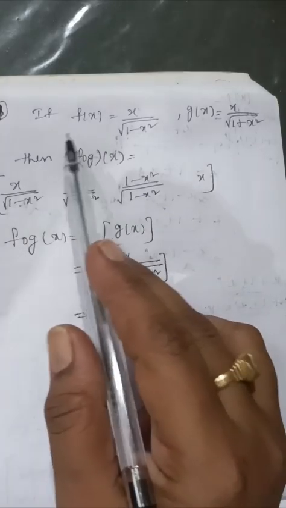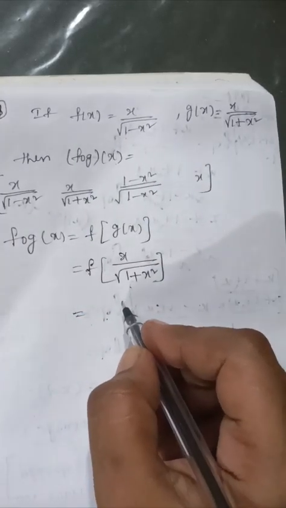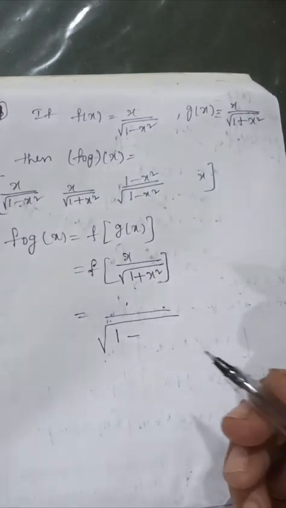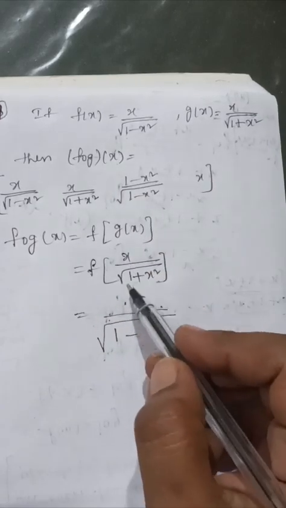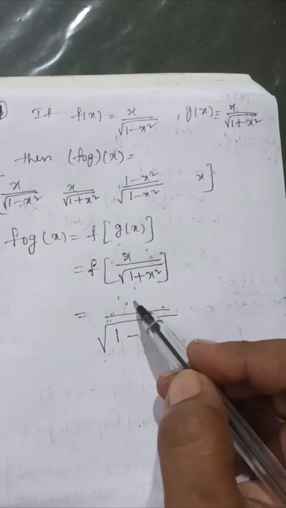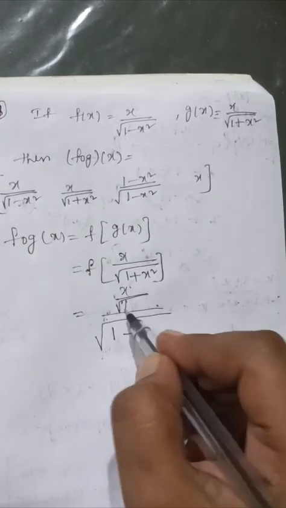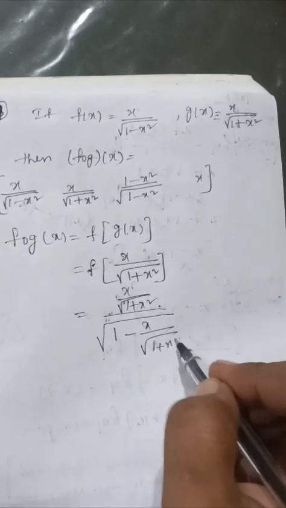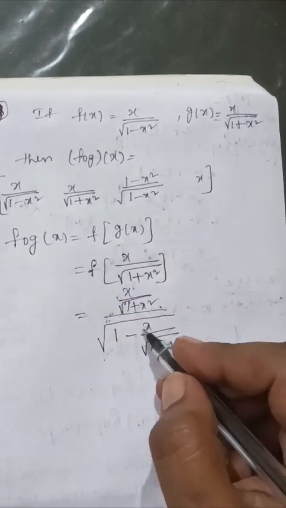Now the definition of f of x is x by root of 1 minus x square. But don't write x. First write the remaining part except x. Okay, but x is here, x by root of 1 plus x square. So in the place of x, substitute this part. So x by root 1 plus x square, whole square, because it is x square. So whole square.